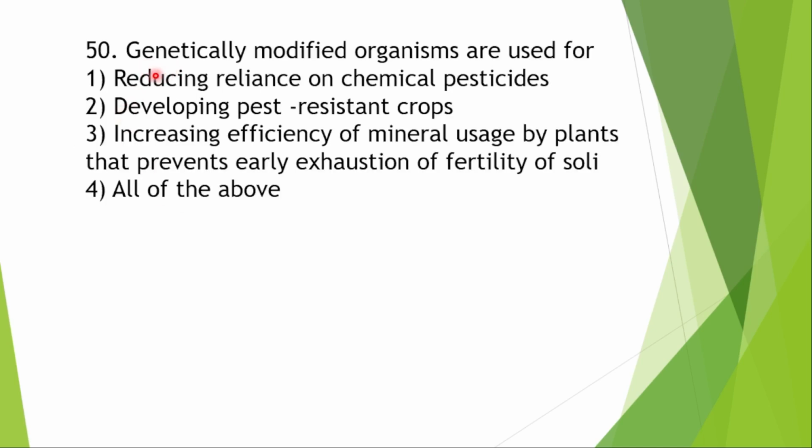Next, 50th one. Genetically modified organisms, that is GMOs, are used for reducing reliance on chemical pesticides, developing pest resistant crops, increasing efficiency of mineral usage by plants, that prevents early exhaustion of fertility of the soil, all of this. So the right option is all of this.